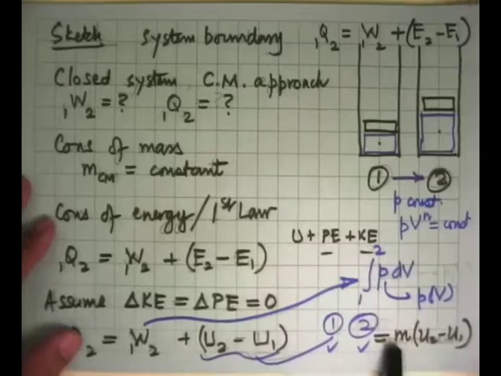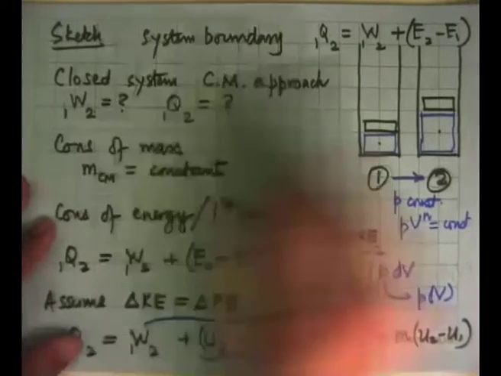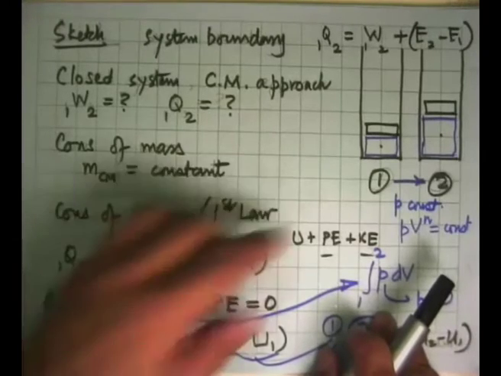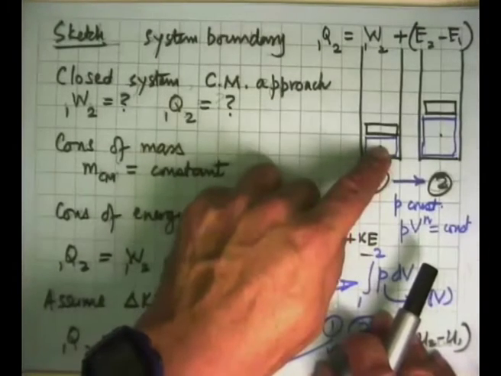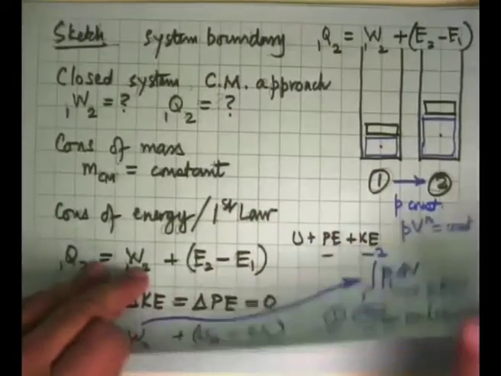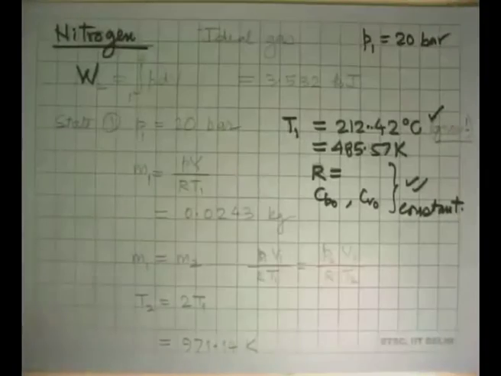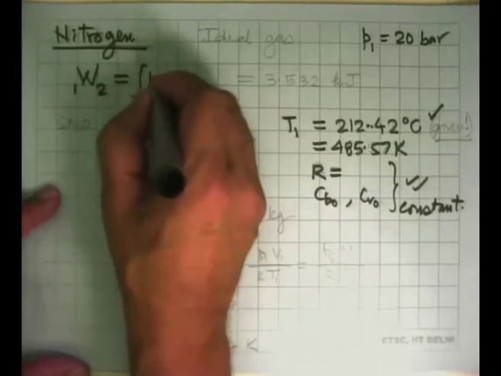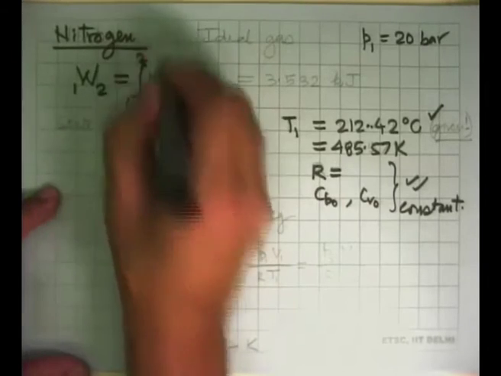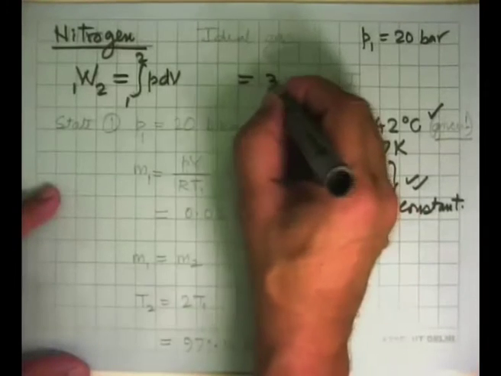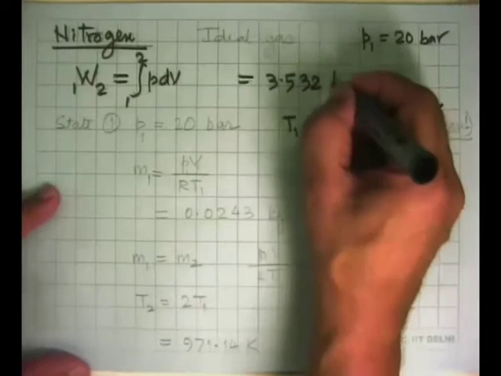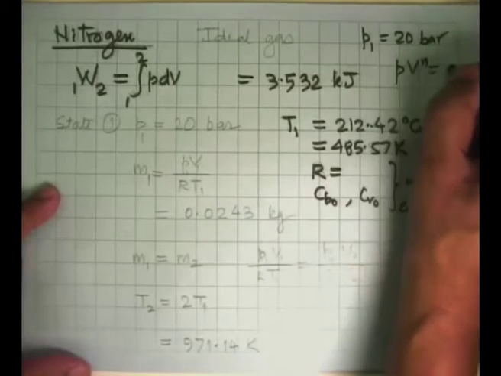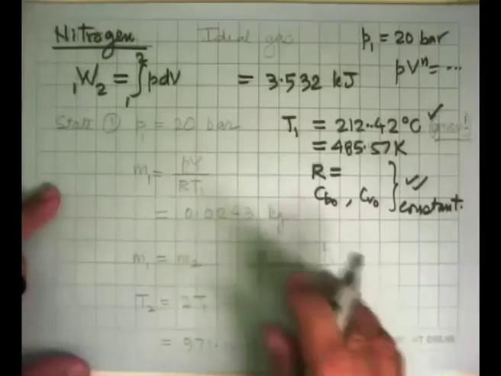Internal energy change is also u2 minus u1. This is also true. So this part of the solution of the problem is practically independent of what the working substance was. The differences started coming in later on. So let's see what happens now with nitrogen. The integral PdV is going to be exactly the same. We have a constant pressure process, and so this we can write as 3.532 kilojoules. If this was PV to the power n equal to constant, then we would have done exactly the same thing and written that down over here.